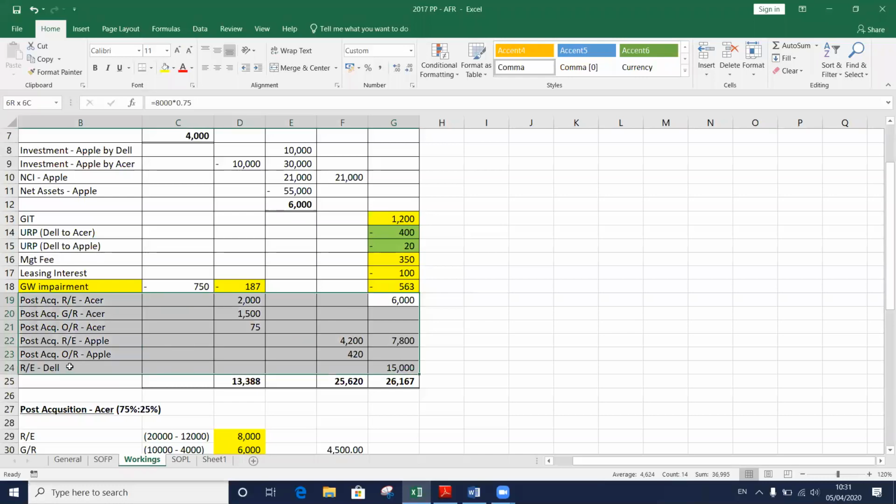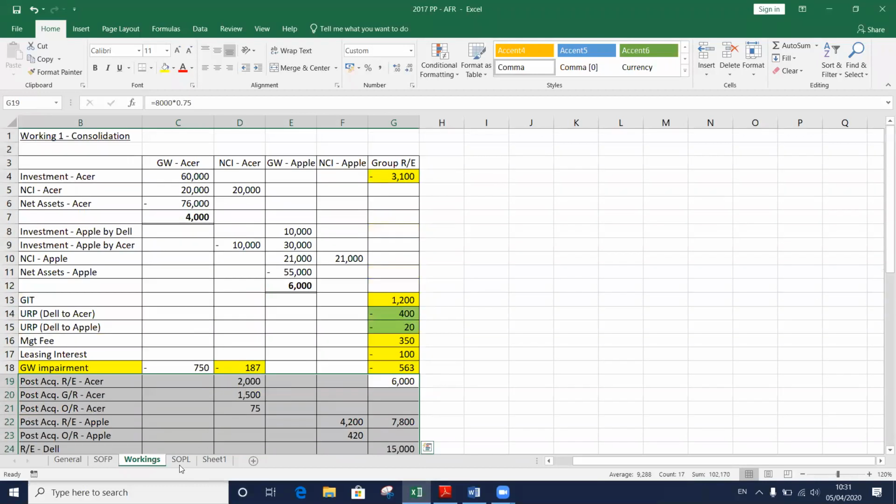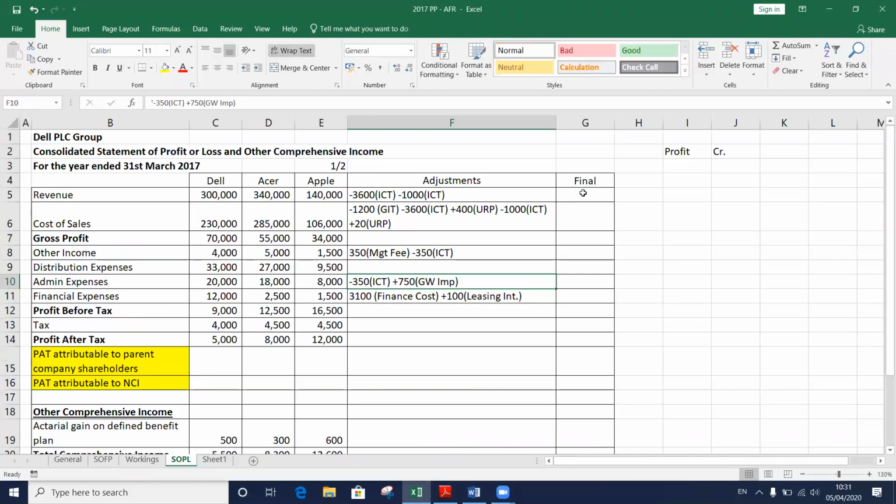This is associated with post acquisition amounts, right? The post acquisition amounts and the final balance sheet retained earnings figure of Del PLC, we are not going to do anything. We are not going to consider this when preparing our P&L, right? We have done with these things. Now we can have our final figures right here.